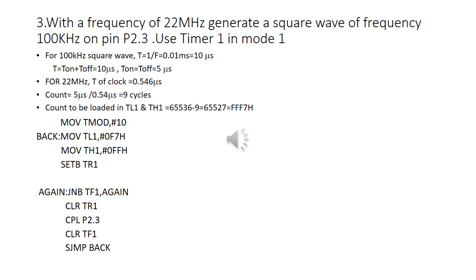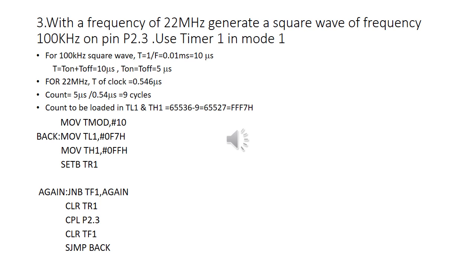So in the program, initially you're going to load the value 10 to the TMOD register. Why it is 10 means you're going to make use of timer 1 in mode 1. Whenever it is timer 1 in mode 1, you're going to make use of the upper 4 bits and the D4 bit should be equal to 1. So next you are going to load the initial count value in the TL1 along with the TH1. So it is F7 along with the FF. Then start the timer by using the SETB TR1 instruction because it is timer 1.